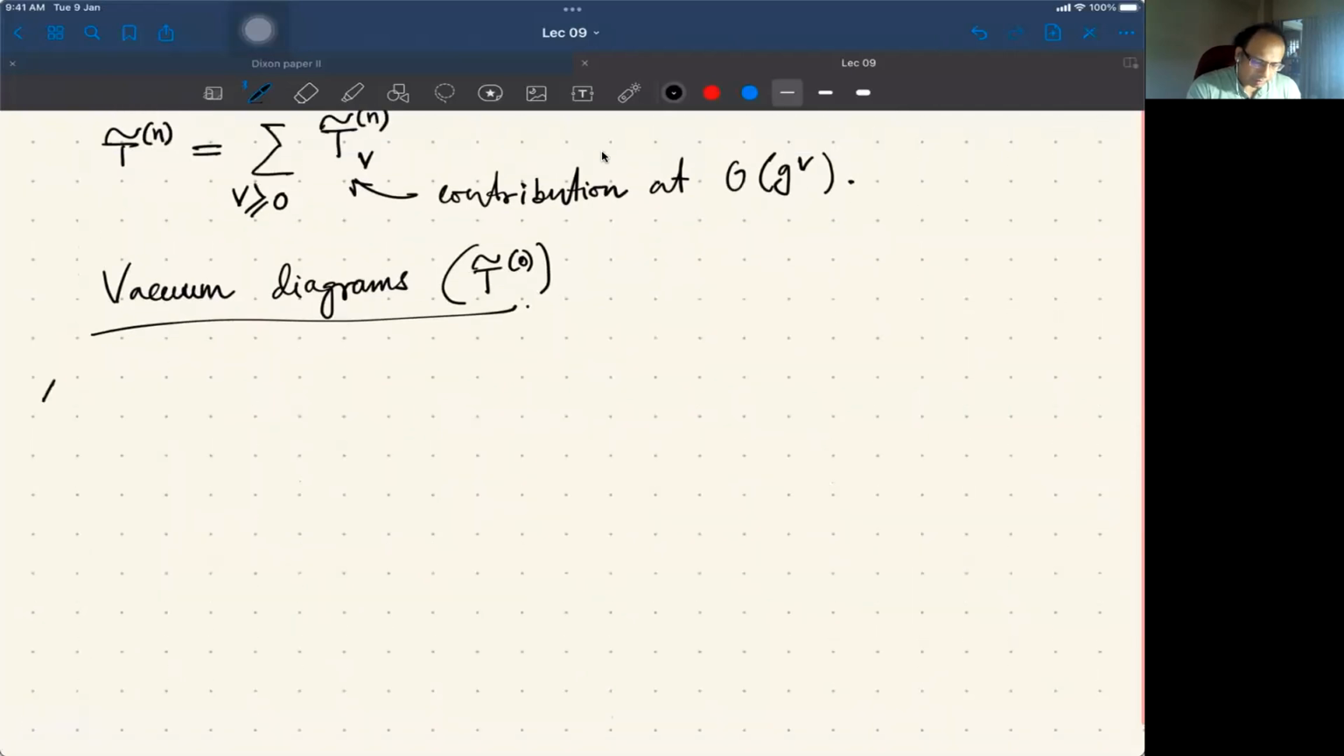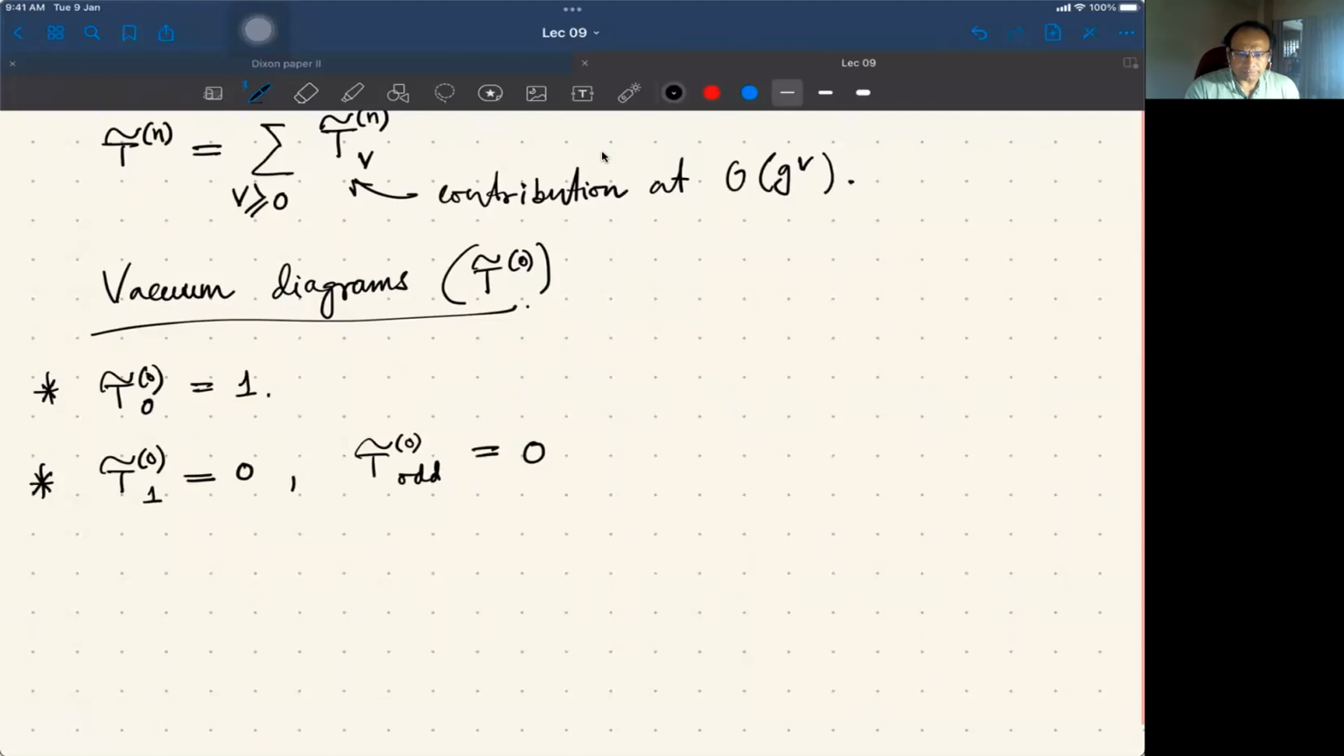The first one, T tilde 0 with 0 number of vertices, is of course 1. That is the first term. No j's and no derivatives. That's the 1 in W tilde j. Then T tilde 0, 1 will be 0. In fact, T tilde 0 with any odd number of vertices will be 0. Which means that no vacuum diagram is possible with odd number of vertices. That you can easily check.